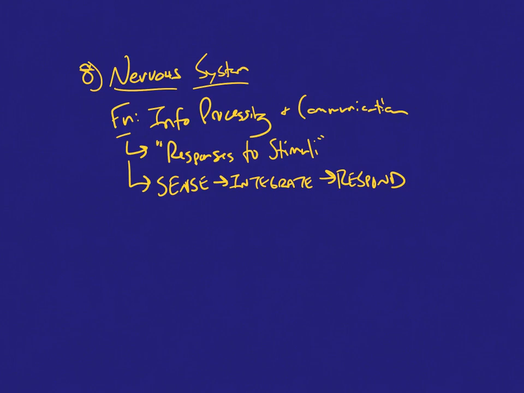And that response might be that you duck, that response might be that you just crinkle up your face, that response might be that you close your eyes. But all of that is possible because of your nervous system, right? It brings in the information, it makes sense of it, and then it sends out new instructions to have you respond to that.